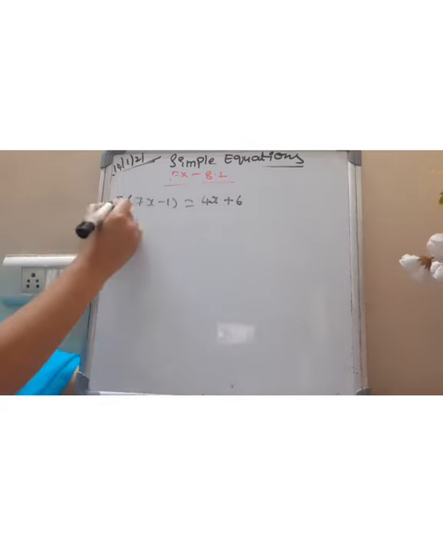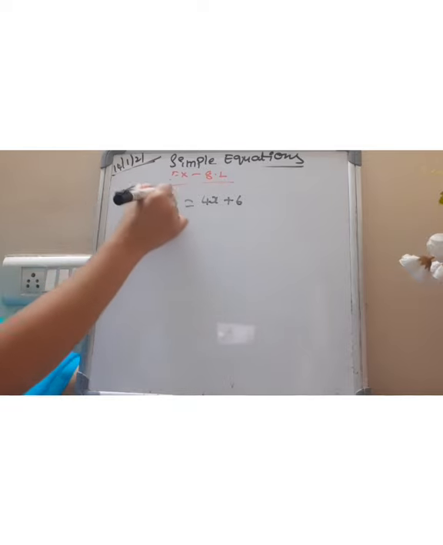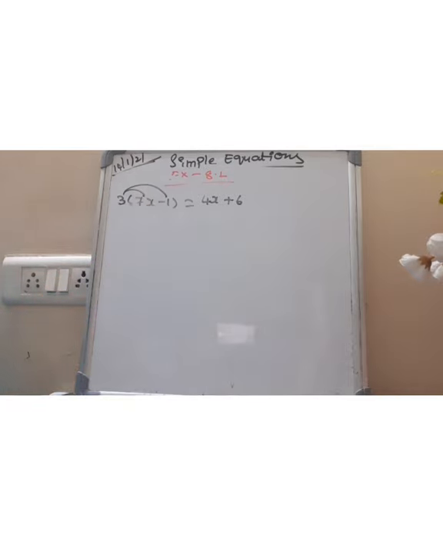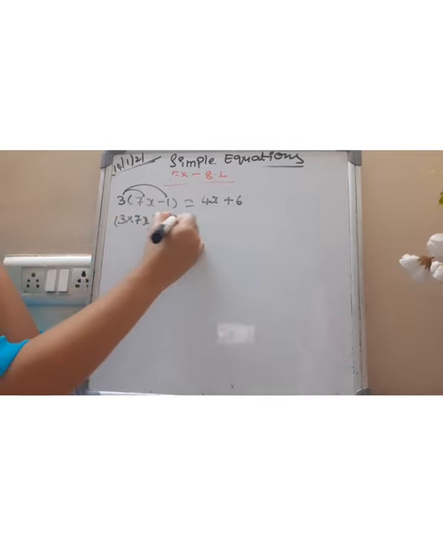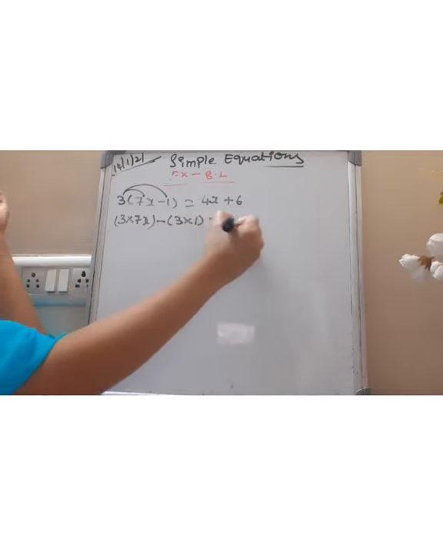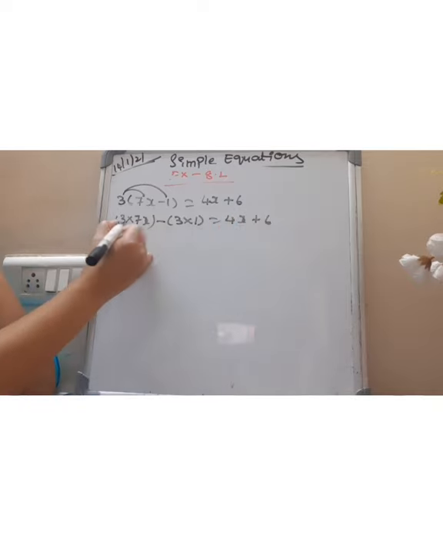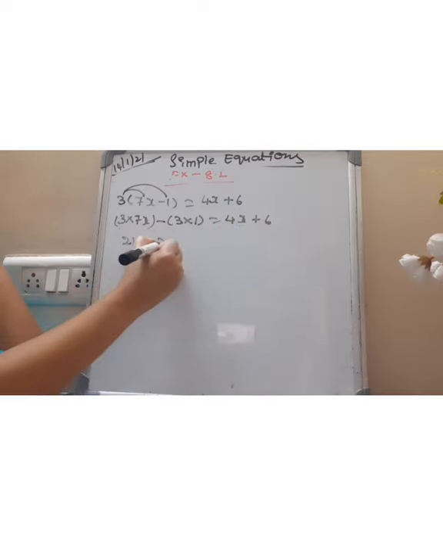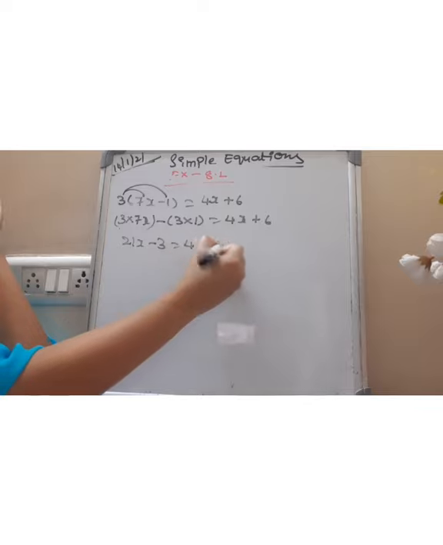It will be easy. When we are multiplying, we have to use the distributive property like this. So we get 3 into 7x minus 3 into 1 is equal to 4x plus 6. 3 into 7x is 21x, minus 3, is equal to 4x plus 6.